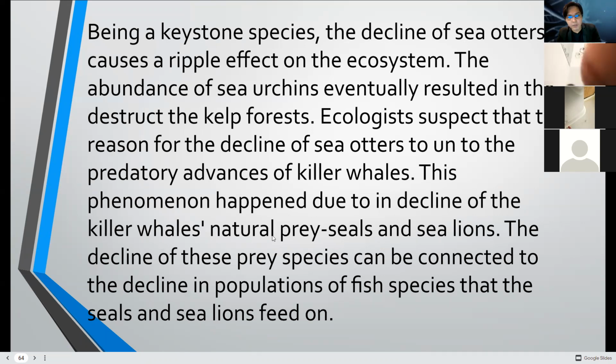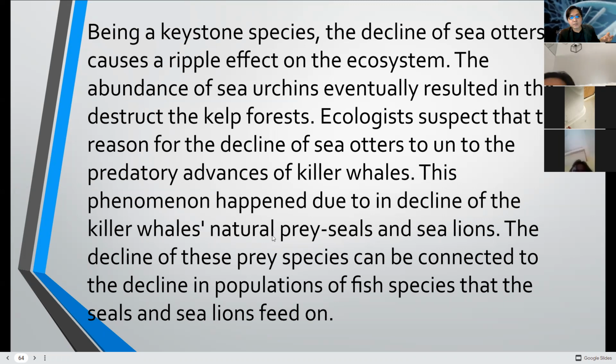If you remove an organism from its natural habitat, then the tendency is there is an unbalanced ecosystem. It is not balanced already. Why? Because the other organisms overlap with each other, and the population of prey becomes lower and lower until such time that there is no prey at all.